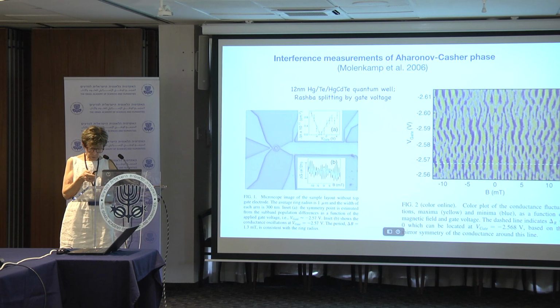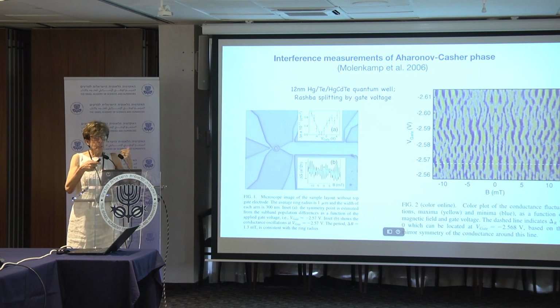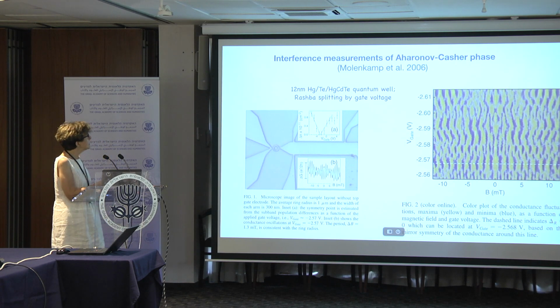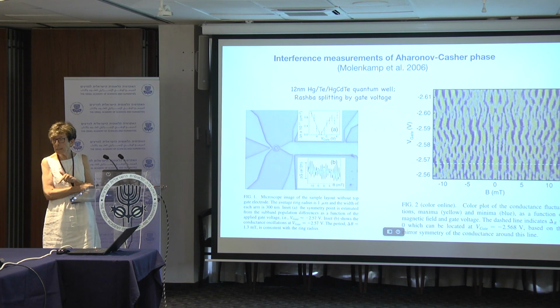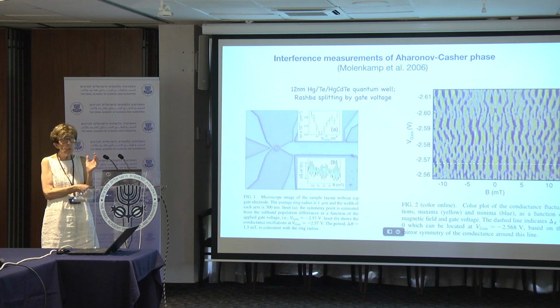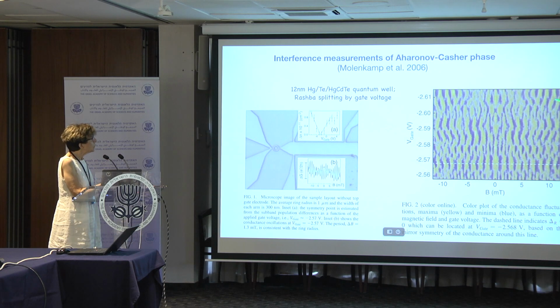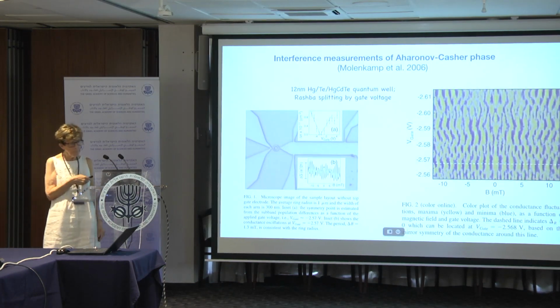My point at the end of the day, if I get there, is to show you how you can measure the Aharonov-Casher phase. So let me tell you how it was measured first. It was measured again by putting a magnetic field. And this is a measurement that was done on an Aharonov-Bohm ring. And again, what you find is that the spin-orbit interaction induces a kind of whirl or beats in the Aharonov-Bohm oscillation, again.